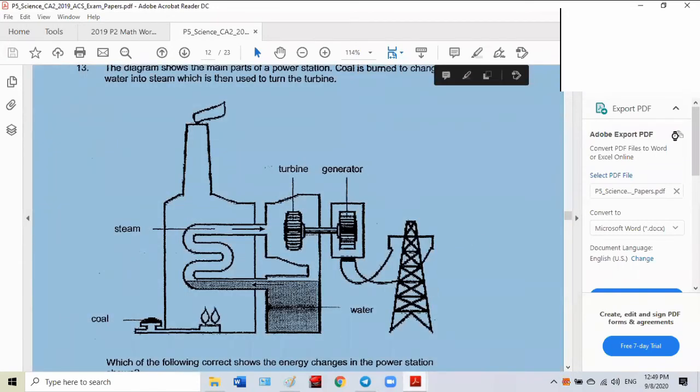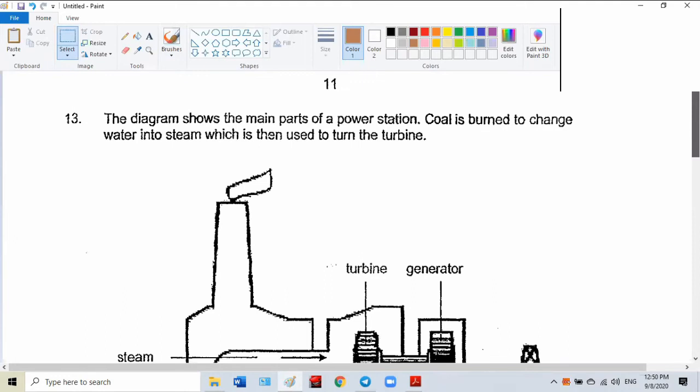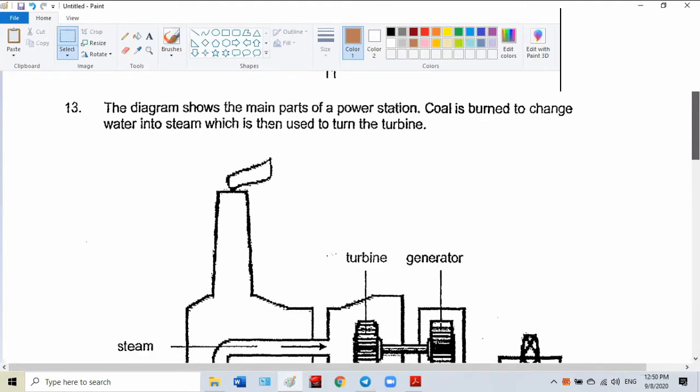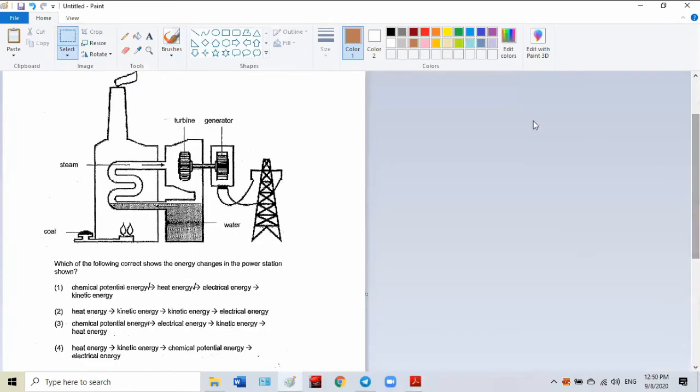Question 13. Okay, the diagram shows the main parts of a power station. Coal is burned to change water into steam. The coal is here, all the coal here, brown color. They throw the coal here and they burn it.